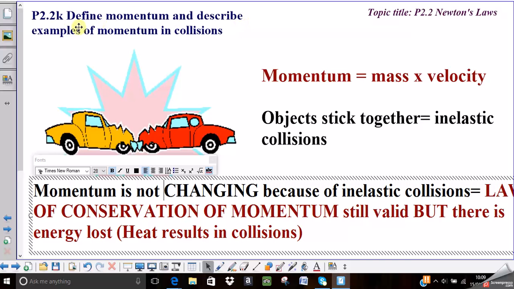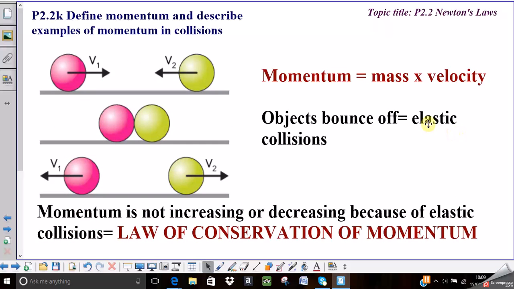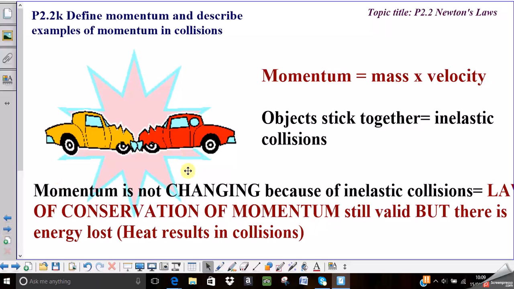Define momentum and describe examples of momentum in collisions. Momentum equals mass times velocity. Now this is the situation of a crash where, for example, two cars deform, they change their shape, the objects stick together. This is called an inelastic collision. Remember previously when the objects bounced off, it was called an elastic collision. This is called an inelastic collision.